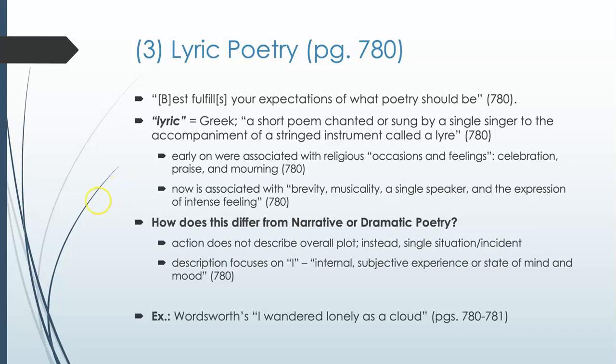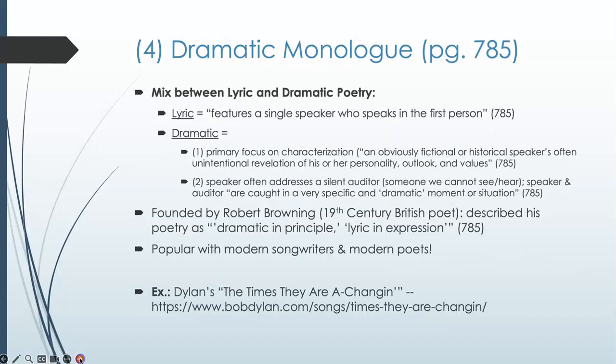And so the example from our textbook for lyric poetry is going to be William Wordsworth's I Wandered Lonely as a Cloud, which you probably have read before. And then the final subgenre of poetry is dramatic monologue. So this is a mix between the lyric and the dramatic poetry. It's lyric because it features one single speaker who traditionally speaks in the first person, or it's assumed that it's coming from the speaker's perspective. And it's dramatic because of these two reasons.